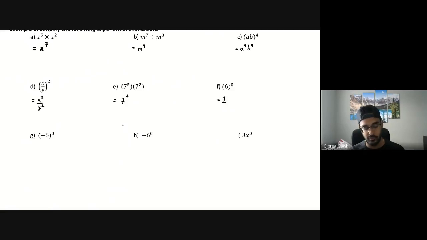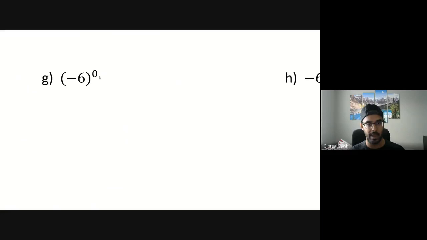Now for G, it looks very, very similar. I've got -6 this time in brackets to the power of 0. So as long as whatever is to the power of 0, that's all contained in one, basically your one base, that whole thing equals 1 again. Even though it's -6, the negative's inside the brackets. So that 0 exponent applies to everything inside that bracket. So this is going to be 1 again.